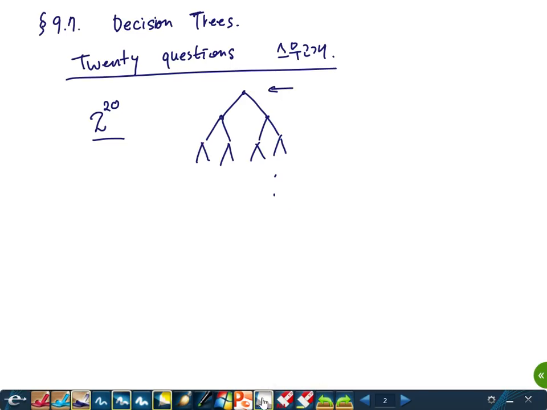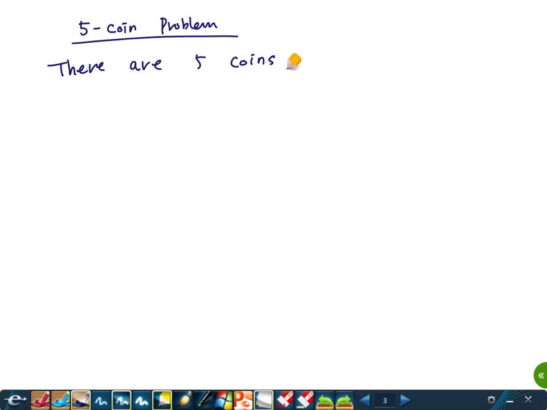And let's look at a simpler, more specific question: the 5-coin problem. The situation is as follows. There are 5 coins, and one of the 5 coins is a fake one. So its weight is different. It's either heavier or lighter. The other 4 coins have the same weight.